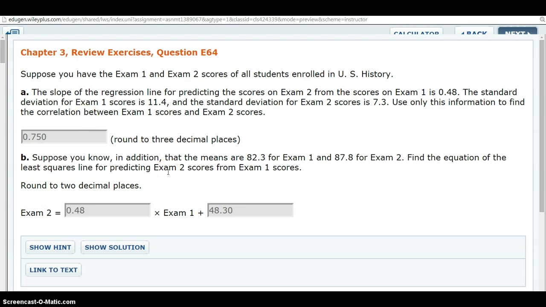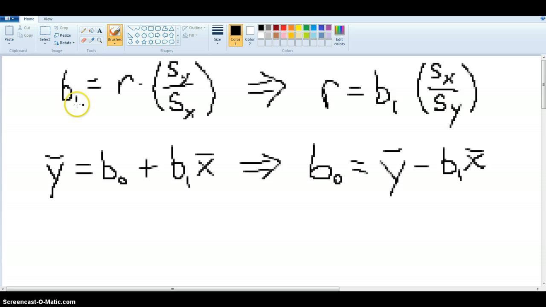So a great place to look here is example 3.10 in your book. I am going to show those formulas. So this is the formula that's given. However, notice that we are given B1, standard deviation of the y's, and standard deviation of the x's. This is a multiplication symbol, by the way. And we need to find R.